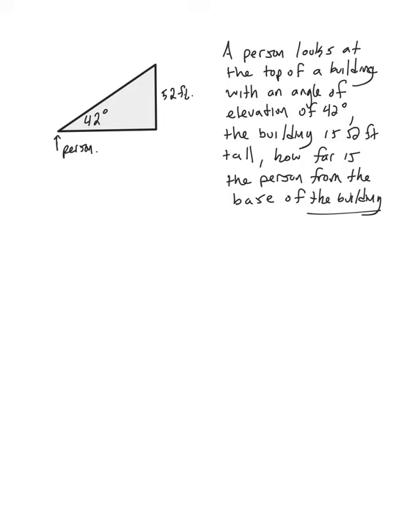Another variation that's probably the most frequently seen trig problem will give you an angle. In this case, the angle that we're given is 42 degrees, and we'll give you a side length, in this case 52 feet, and we'll ask you to find another side, or maybe find another side at another angle or something. In this case, they're saying a person right there looks at the top of the building with an angle of elevation. That's the 42 degrees. Building is 52 feet tall. They're asking how far is the person from the base of the building.